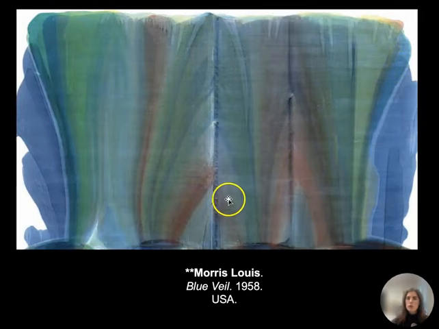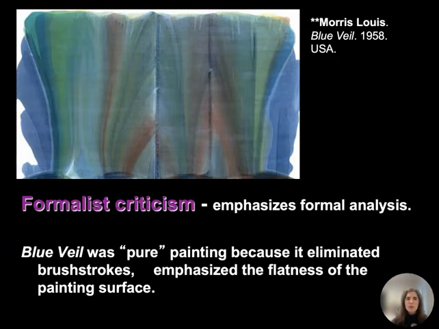And so I've often shown this to students. They're like, oh, to me it looks like feathers, or it looks like stained glass windows, different types of things that might spring to mind. But this is really supposed to be a purely abstract work. And so when we look at a work like this, we have to emphasize formal analysis, and we have to do it at another level beyond our typical formal analysis. So Blue Veil was interpreted as a pure painting by art critics because it eliminated brushstrokes.